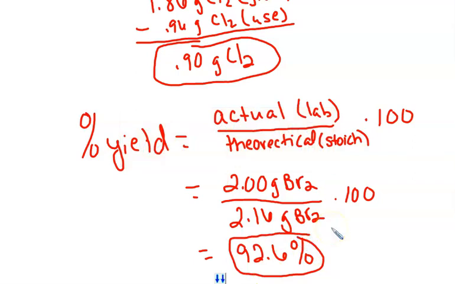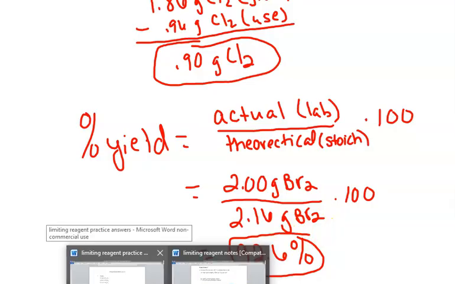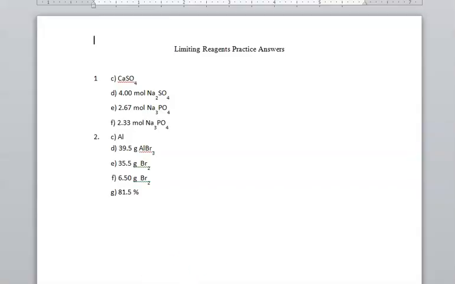Alright, so hopefully that makes sense to you. I'm going to go ahead and flash the answers to the practice sheet. If you choose to do the practice sheet, there's the correct answers. There's just 2 problems there. It's one of the mole type and one of the gram type. So they're the correct answers to the practice sheet.